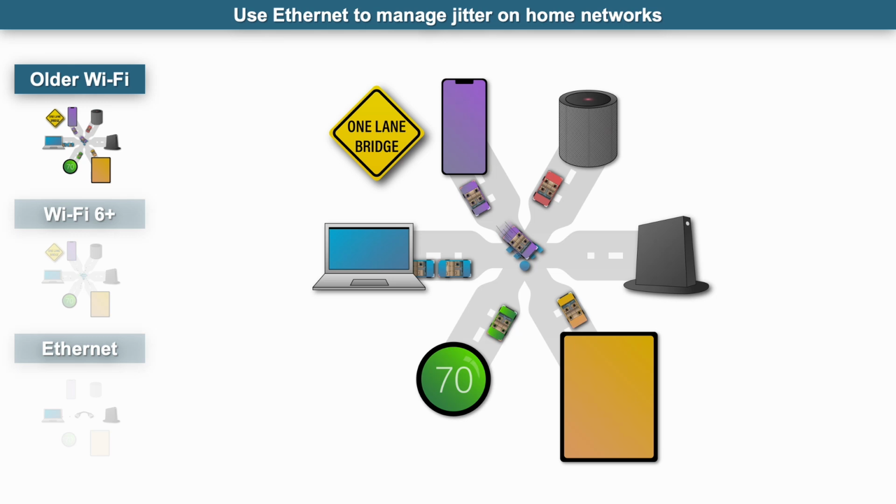With Wi-Fi 5 and older, some packets might be transmitted with little delay in the home network, but other packets might be transmitted with very large delay in the home network. So using Wi-Fi 5 and older Wi-Fi standards can introduce substantial jitter to a data stream.